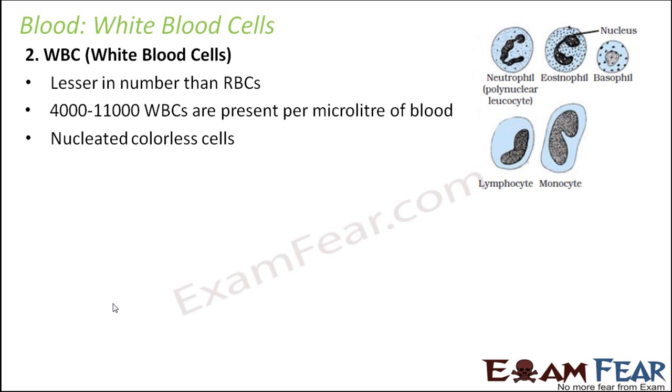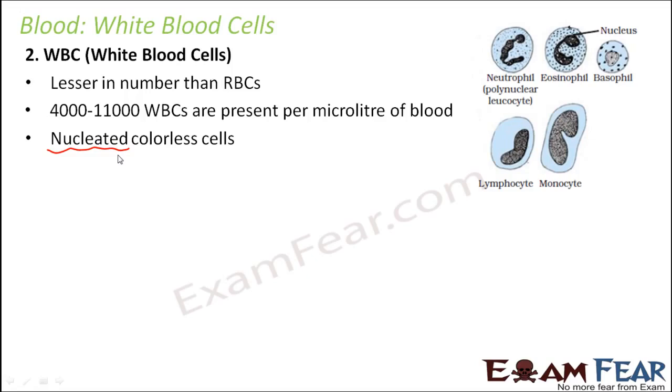These are nucleated colorless cells. So they have a nucleus, that's why they are nucleated cells. They are colorless, so they do not have any color, because they do not have any pigment which can impart them a color. Like in case of RBCs, since they have hemoglobin, that is why they are red in color, but white blood cells do not have any pigment to impart them any color, and that is why they are colorless.